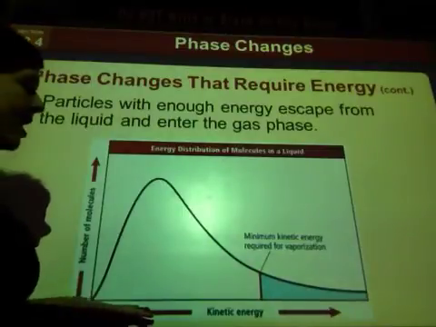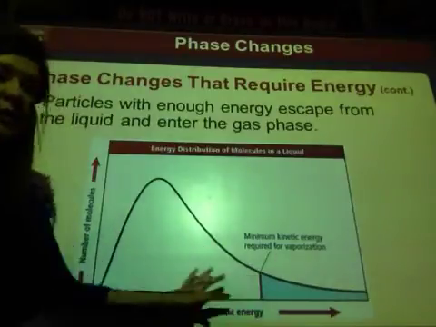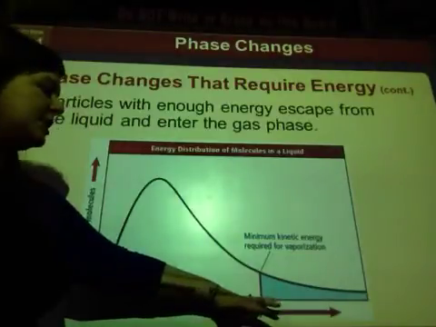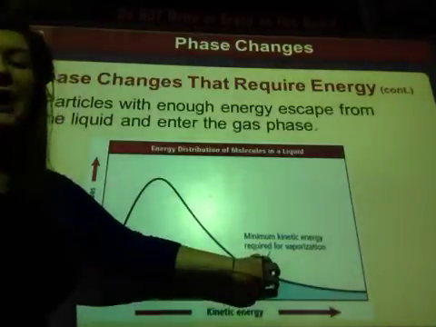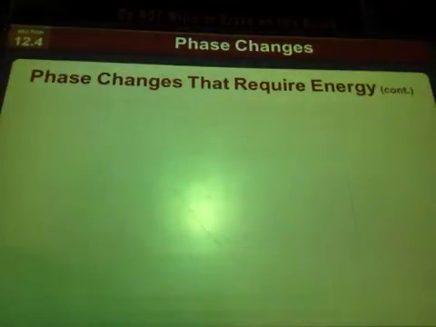So I can see that that happens, though, until maybe I get quite a bit more kinetic energy. So it doesn't happen so much over here. I have to add a lot of kinetic energy before I can get into that gas phase. So that's all this graph is showing.